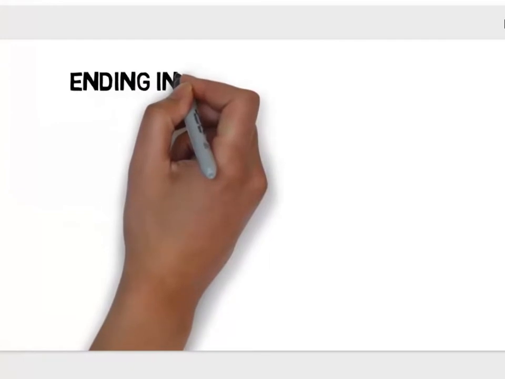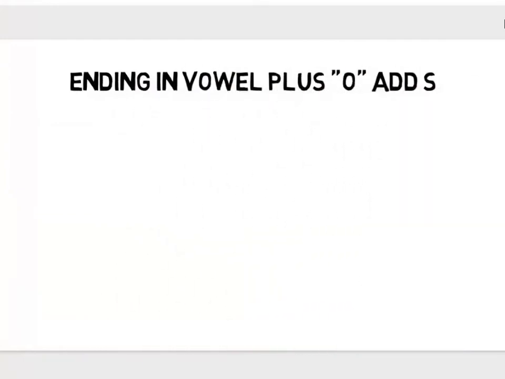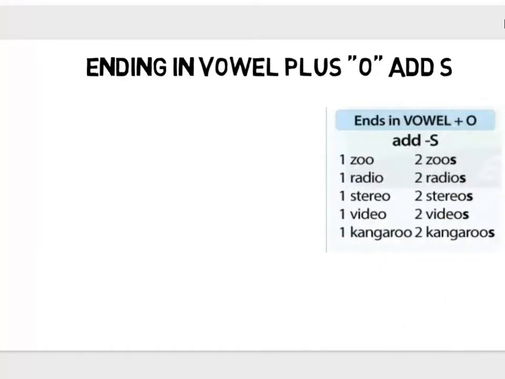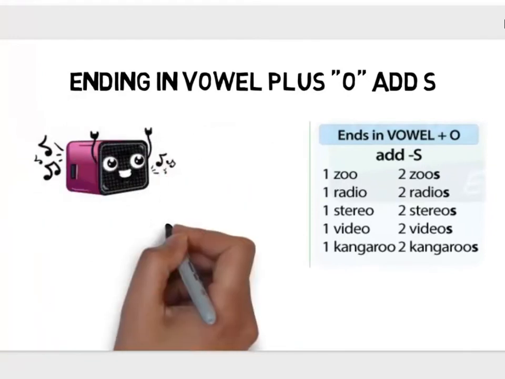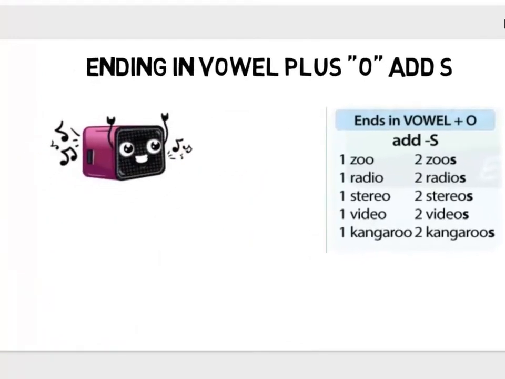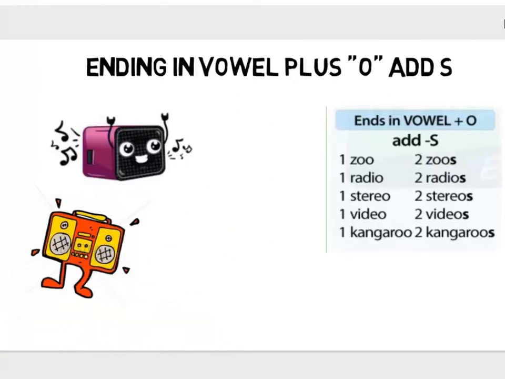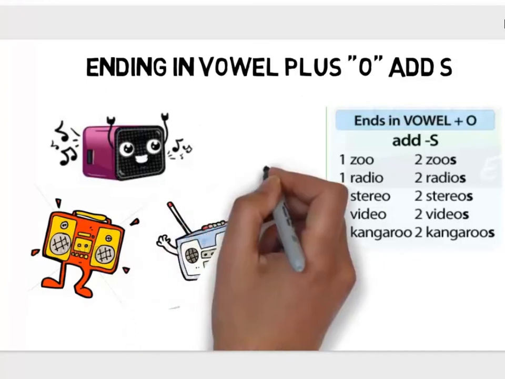For nouns ending in vowel plus o, add s. 1 suit, 2 suits, 1 radio, 2 radios, 1 stereo, 2 stereos, 1 video, 2 videos, 1 kangaroo, 2 kangaroos.